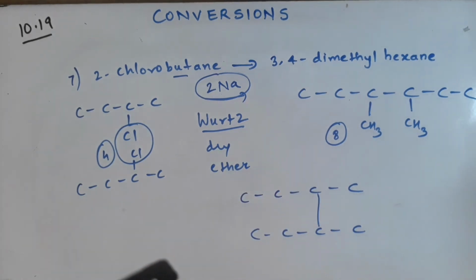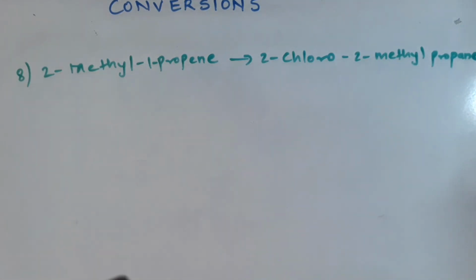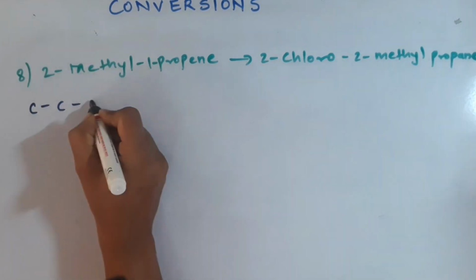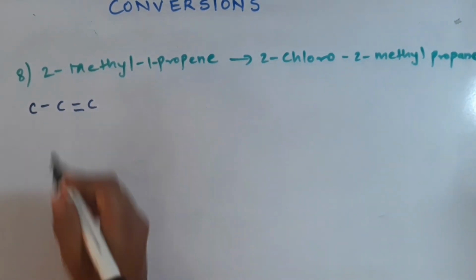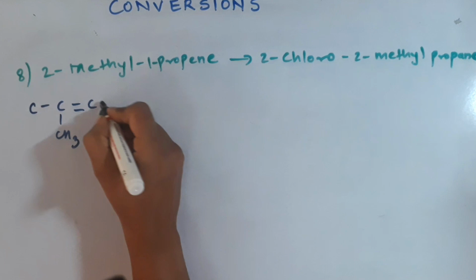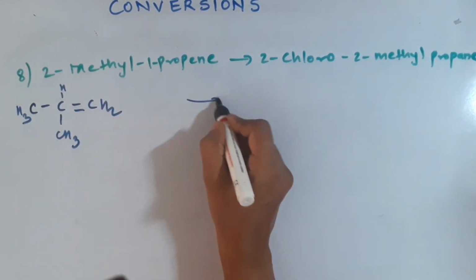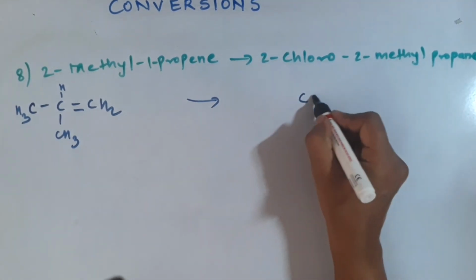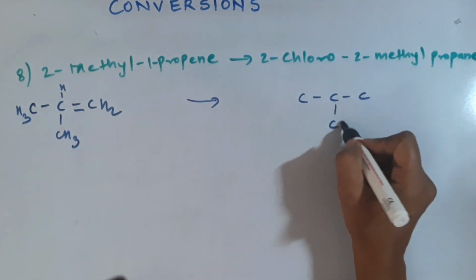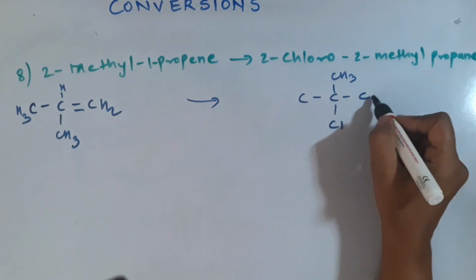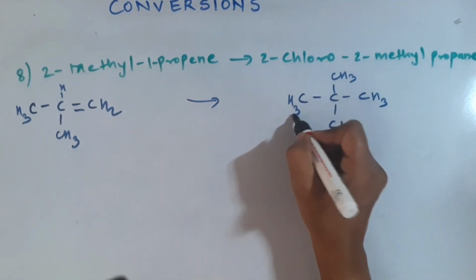2-methyl-1-propene. This is propene, and 2-methyl will be like this. Let's draw the hydrogens also right now. 2-chloro-2-methylpropane. Parent is propane, 1, 2, 3, with 2-chloro, 2-methyl. So this is your product.